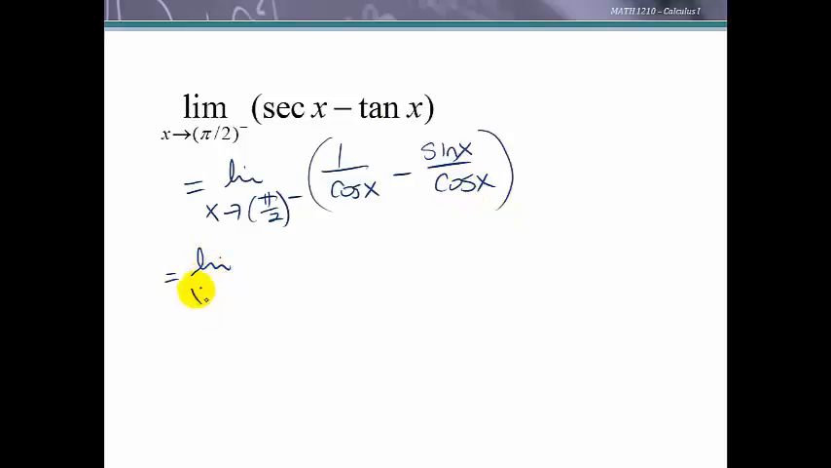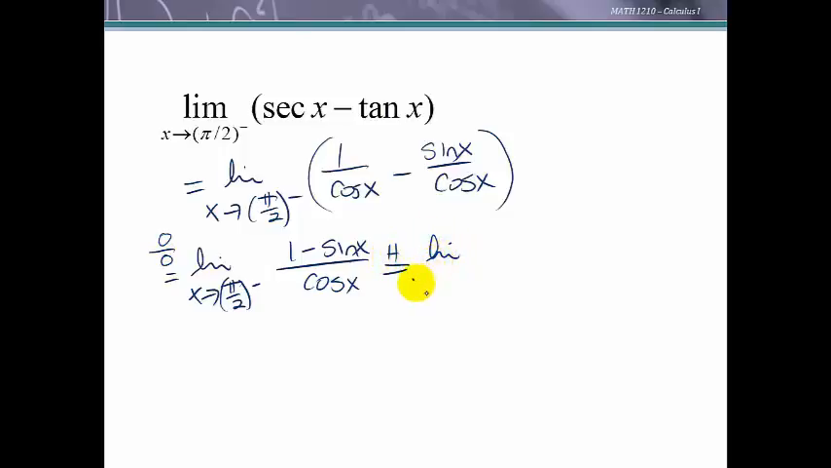This is the limit as x approaches pi over 2 from the left-hand side of 1 minus sine x over cosine x. Now, if we let x approach pi over 2, if we were using a direct evaluation, the sine of pi over 2 is 1. We'd have 1 minus 1 is 0. Cosine of pi over 2 is 0. So we do have the indeterminate form 0 over 0. So L'Hopital's rule will apply.